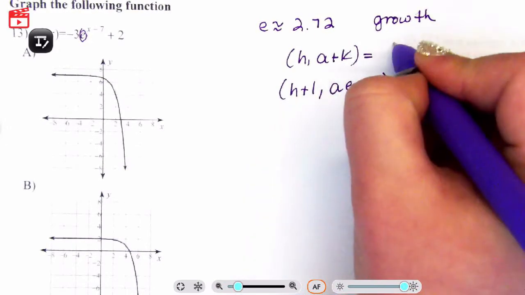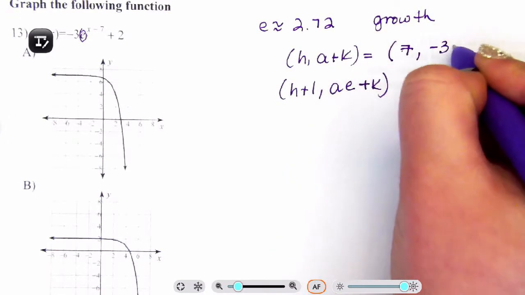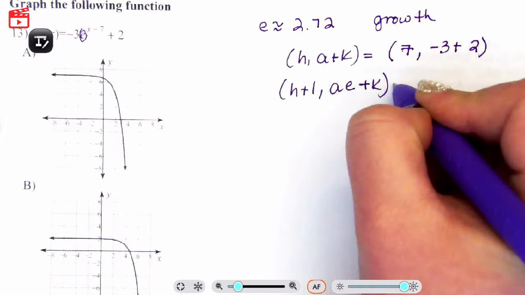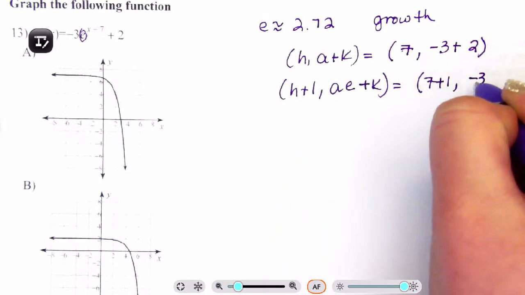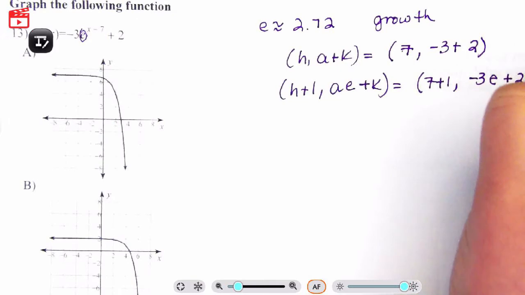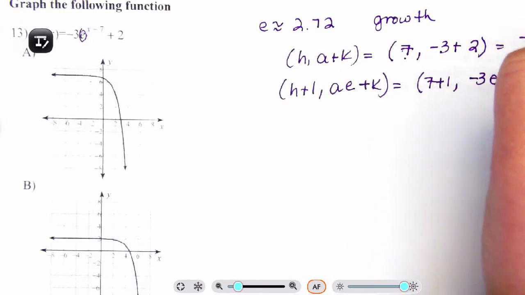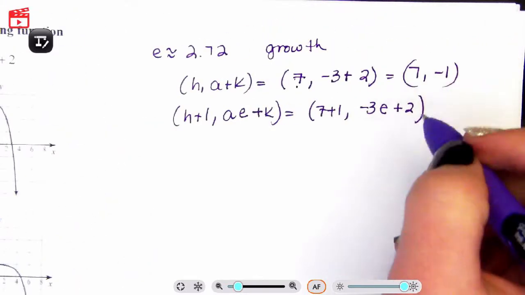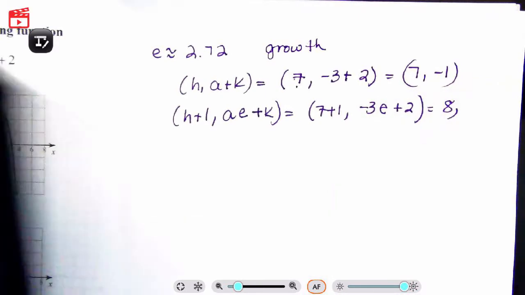So h is 7, a is negative 3, plus k is 2. We're going to add 1 to that, so 7 plus 1. And then I have negative 3e plus 2. So for our very first one, we have 7 comma negative 1. That's our first reference point. Our secondary reference point is 8 comma negative 3e plus 2.